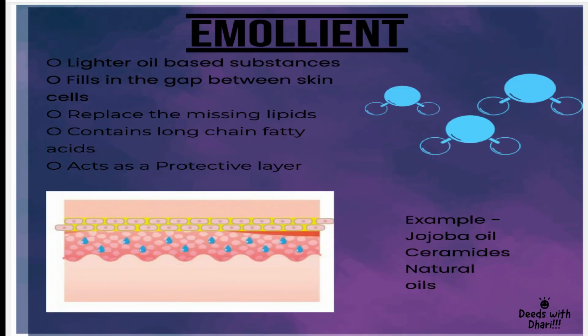Emollients. These are lighter oil-based substances that help fill in the gaps between skin cells and replace the missing lipids, resulting in smoother and softer skin. Emollients contain long-chain fatty acids. They also act as a protective layer. For example, jojoba oil, ceramide, most natural oils.